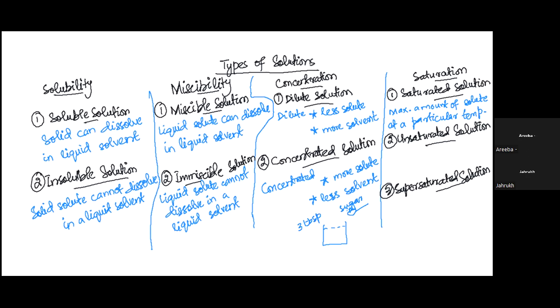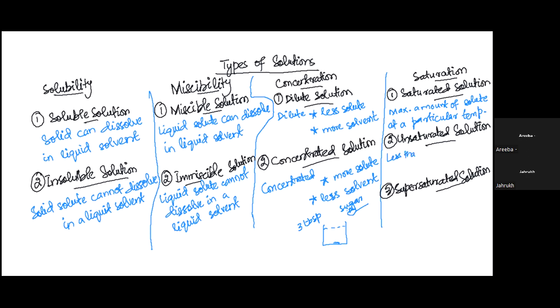If you add all 3 tablespoons and dissolve them, taking some time, then if all of it is dissolved and you try to add more sugar, the sugar will simply sit at the bottom. No matter how much you stir, you won't be able to dissolve it. Then you say that the maximum amount of solute that you could have dissolved at that particular temperature you've already dissolved, it's a saturated solution. A saturated solution cannot dissolve any more solute at that temperature since the maximum has already been dissolved. Make sense? Let's compare it with the other two types so that it makes more sense to you.